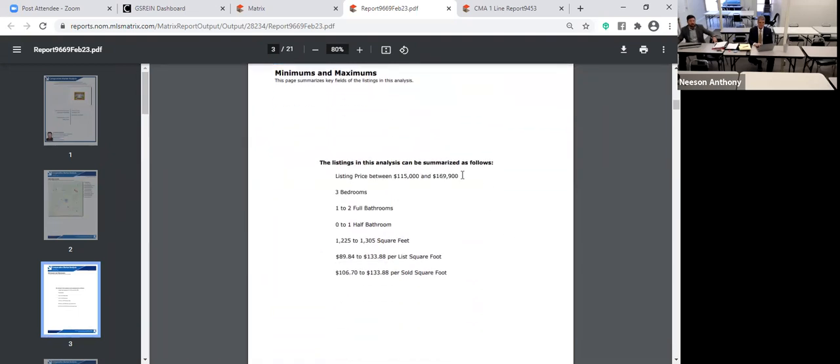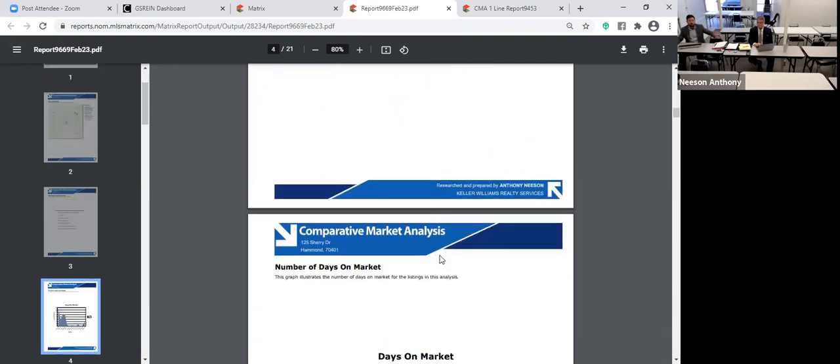The listings in this analysis can be summarized as follows. They're between 115 and 169.9, 3 bedrooms, 1 to 2 full baths, 1,225 square feet to 1,305, 89.84 to 133.82 per square foot, right? And then 106 to 133 per sold square foot. So it's just a quick little brief overview.